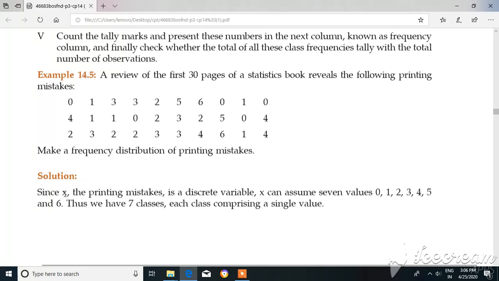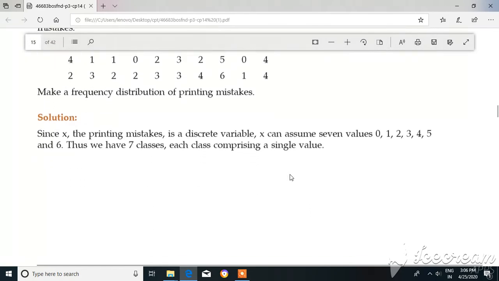Now let us consider x as printing mistakes, which is nothing but our discrete data. Why? Because we have mistakes like 0, 1, 2, 3, 4, 5. Oh, one more thing, 6 is also there. So the values of x are 0, 1, 2, 3, 4, 5, 6. As 6 is your largest observation, its range is 6 minus 0 equals 6.